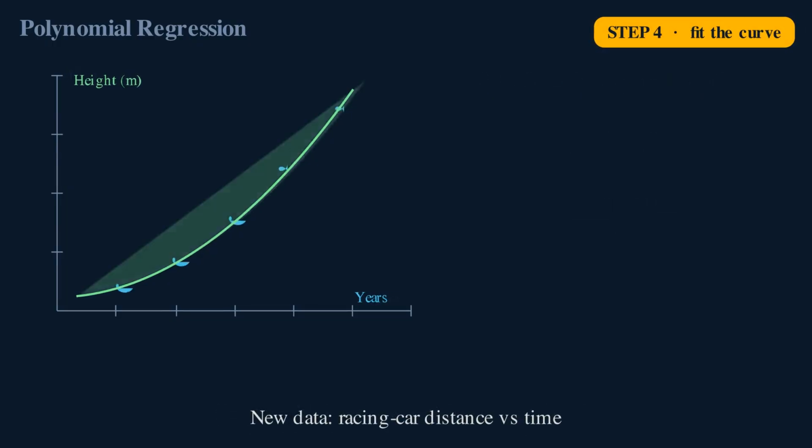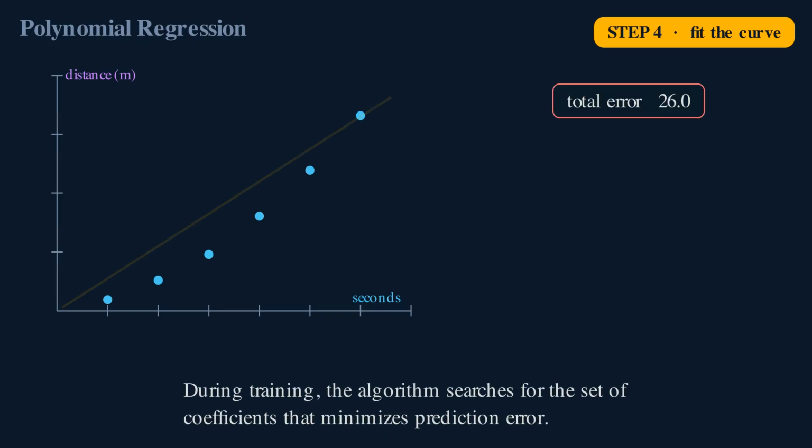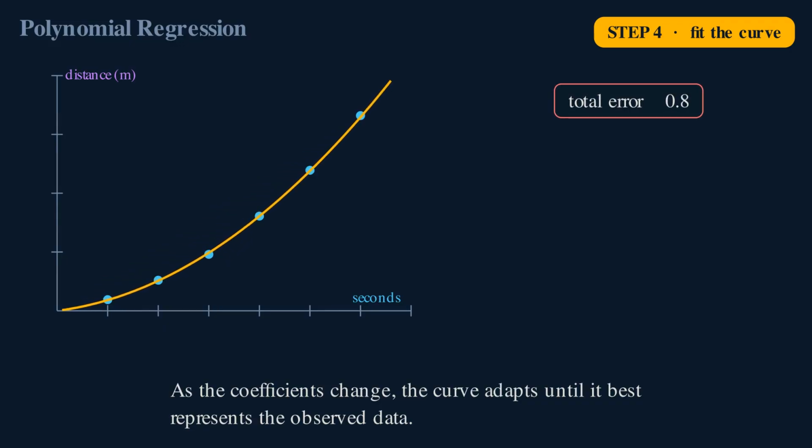Here is a new dataset: the distance a racing car has traveled over time. During training, the algorithm searches for the set of coefficients that minimizes prediction error. As the coefficients change, the curve adapts until it best represents the observed data.